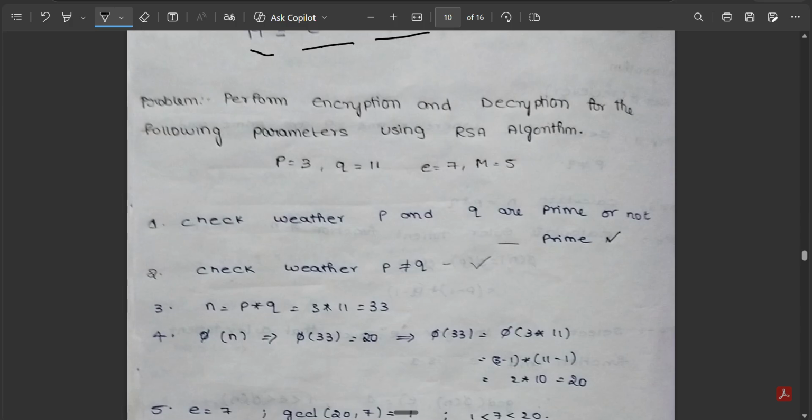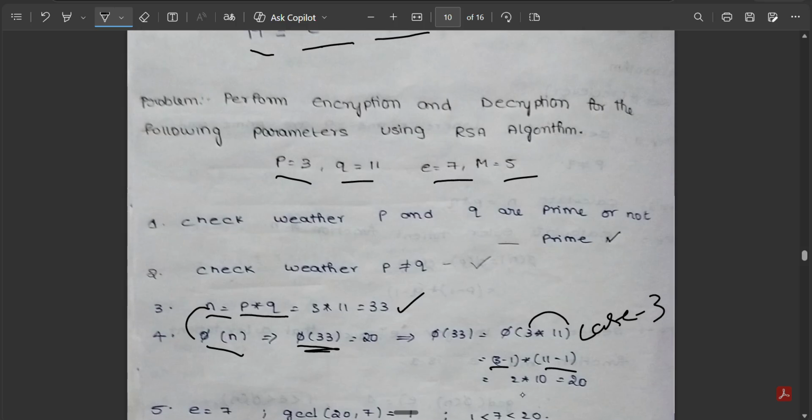Perform encryption and decryption for the following parameters using the RSA algorithm. In the given question, we have p, q, e, and m values. p is 3 and q is 11, e equal to 7 and m is 5. Before proceeding with the problem, we have to check whether p and q are prime numbers and they should not be equal to each other. Once we have checked, we will proceed with the next step. We have to find the value of n is equal to p into q, which is 33. Next, we have to find the Euler Totient function of n. So Euler Totient function of 33. 33 can be written as 3 into 11, which falls under case 3. So 3 minus 1 into 11 minus 1, 2 into 10, it's 20. That is what I have written here.